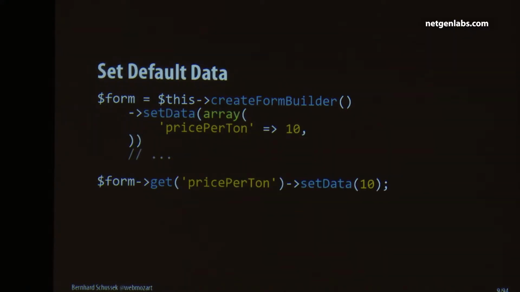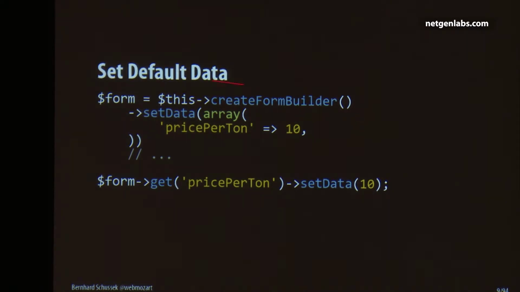In your controller, there are two different ways of setting the data that is displayed in the form by default. Either when you create the form builder, you can call setData on the form builder. You will just pass the data, for example, the array, to that form builder. And this data will be displayed when you load the form for the first time. So it's very useful for editing existing data from your database.